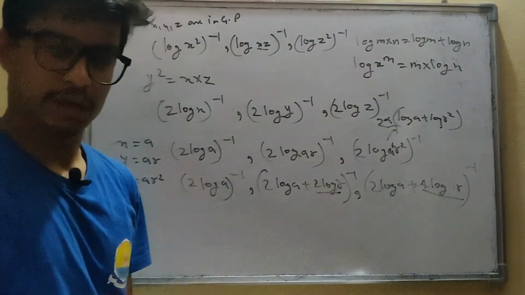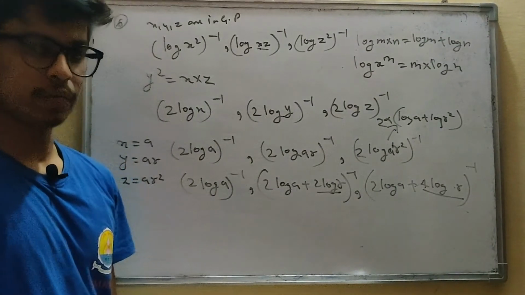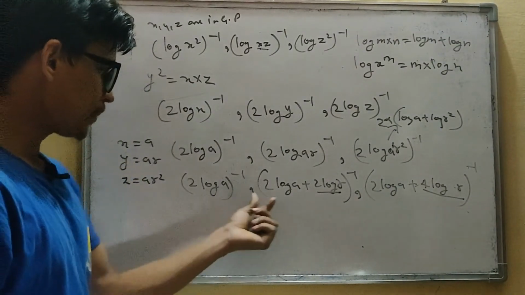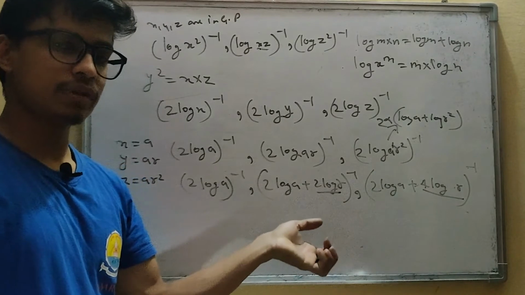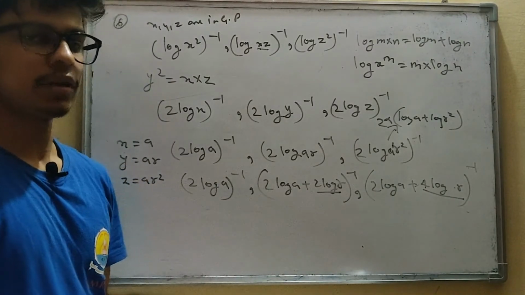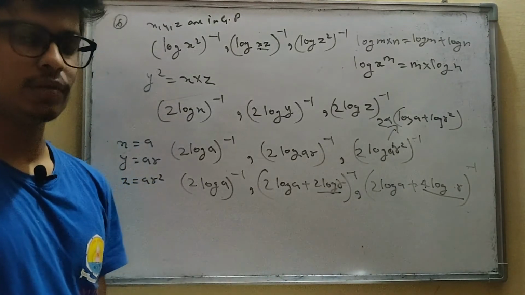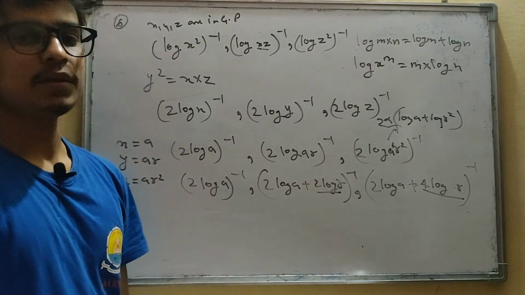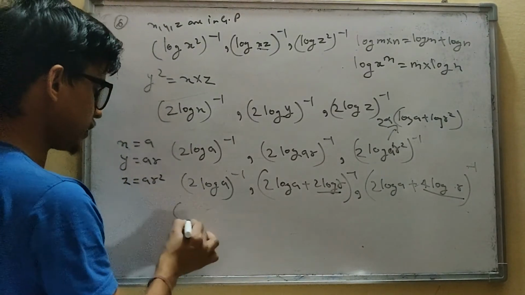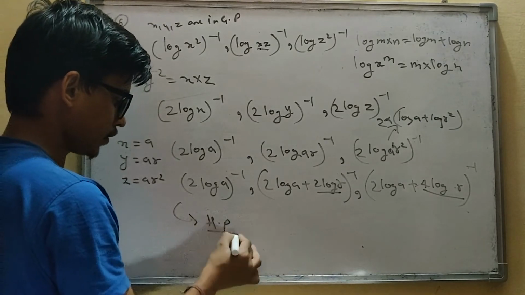So this is basically in AP, if we do not consider minus 1 as a power. And what is minus 1 doing? Minus 1 is just reciprocating them. So these terms are in AP, and we are just reciprocating them. The reciprocal of an AP is an HP. Hence, this series is in HP.